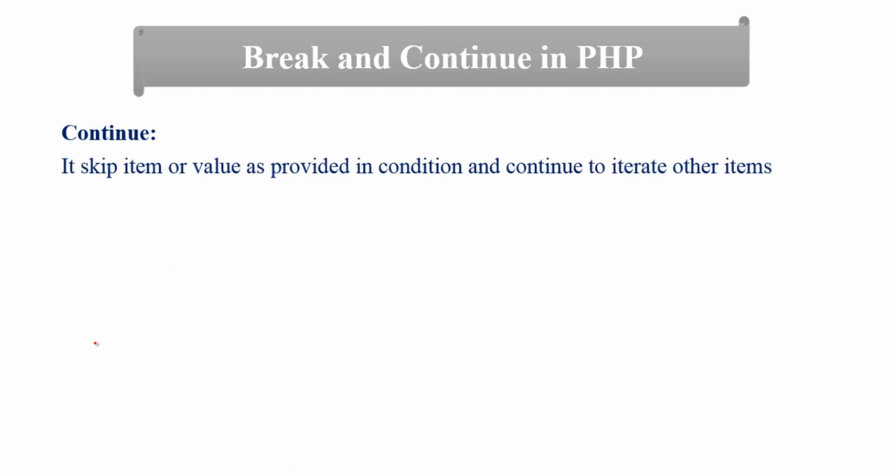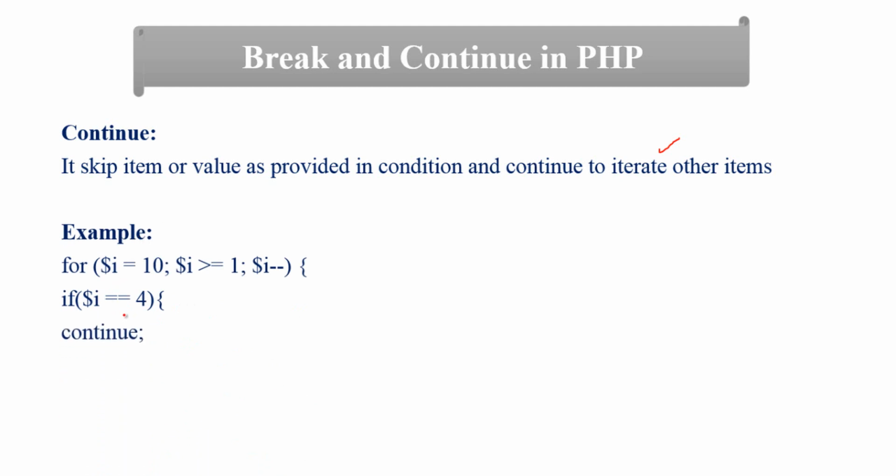Another is continue. It skips the item or value provided in the condition and continues to iterate the other items. So there is a difference between the break and continue keywords in PHP. For example, I created a for loop, again the same one. When I is equal to 4, then continue. Continue means you skip only this number and display the remaining numbers.